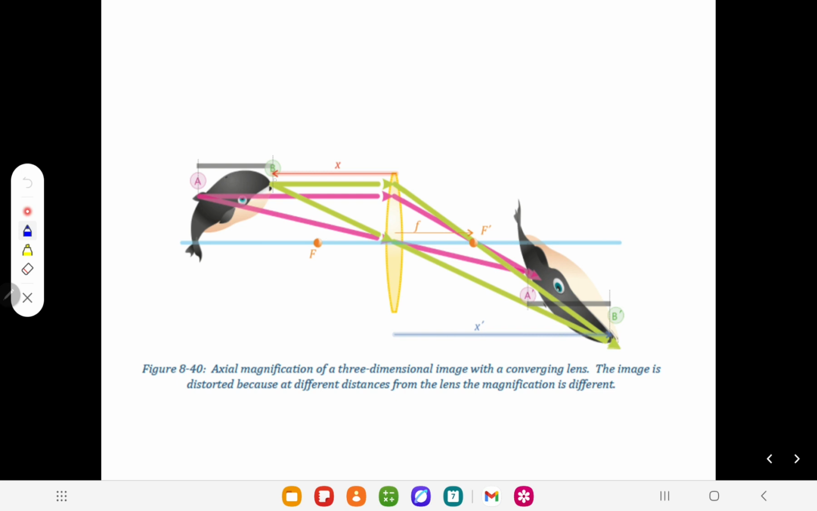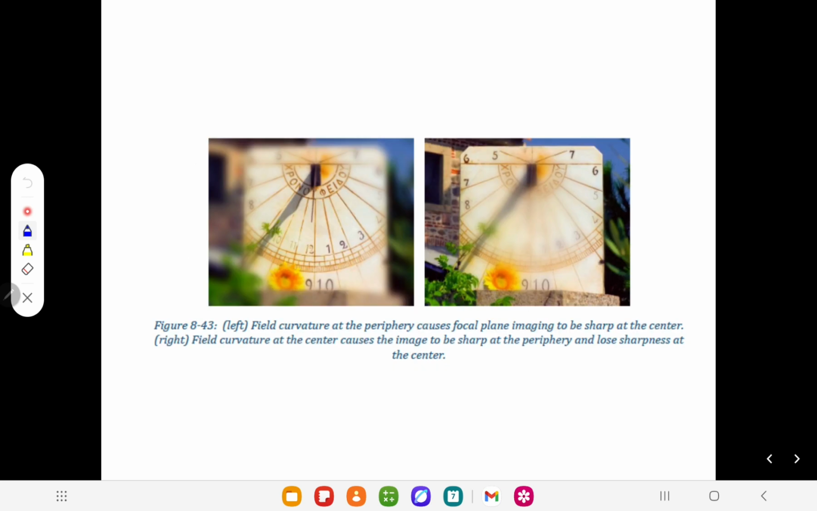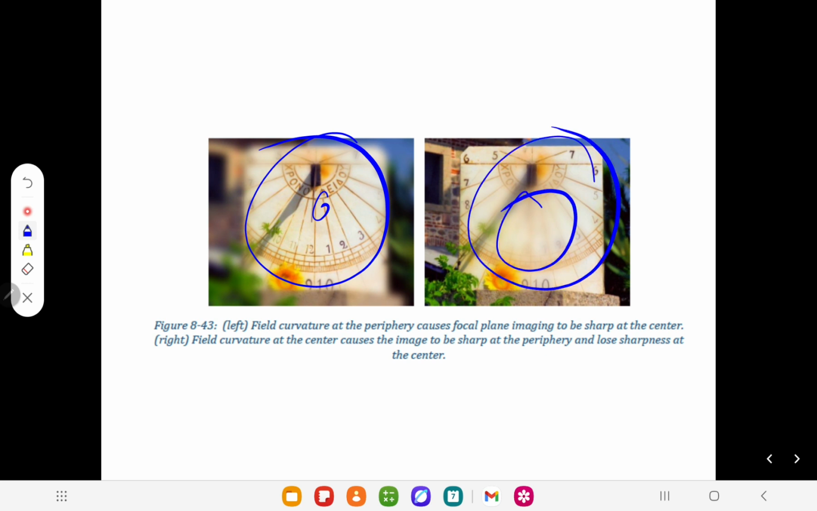See in this picture, the nose of the dolphin or whatever has a shorter distance, and that's why it is placed far, and the tail has a far distance and so it is placed near, isn't it? That's what I wanted to explain to you. The distance matters for a large object from an optical system. So in case of curvature of field, if the center is focused, the periphery is blurred. If the center is defocused, the periphery is clear. So this is what I was trying to tell you.